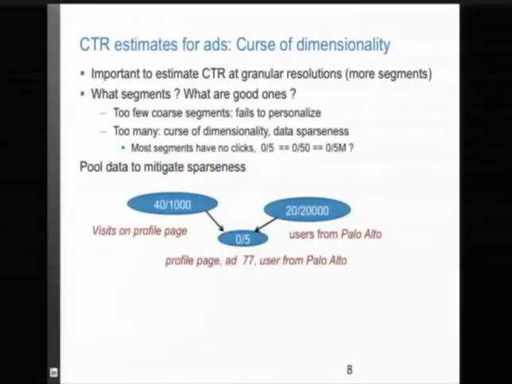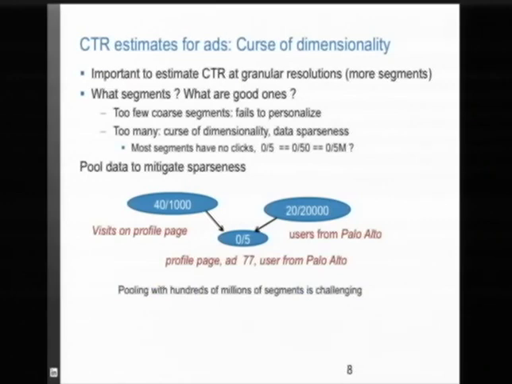So in order to solve that problem, we have to pool data by segments to mitigate data sparsity. Here is an example. If you want to estimate the CTR of ad ID 77 on a profile page for a user from Palo Alto, you may not have enough data. This ad may have been shown only 5 times and you observe no clicks. So that's not going to help you get reliable CTR estimates. What you might want to do is piggyback on the overall CTR for visits on the profile page, or on the overall CTR for users from Palo Alto. These are some examples of features you can construct to come up with a reliable estimate for CTR on that particular cell.